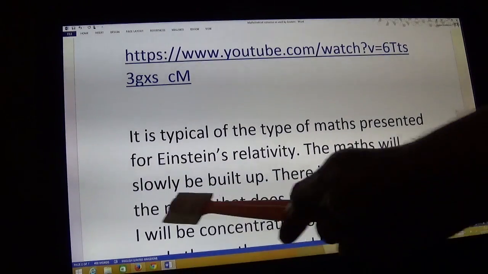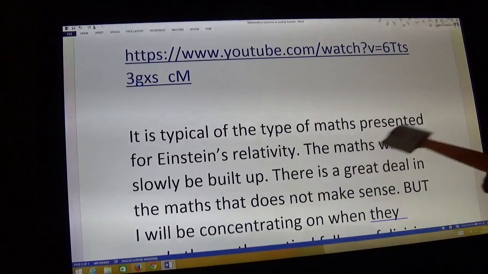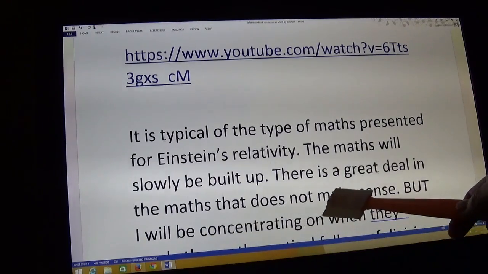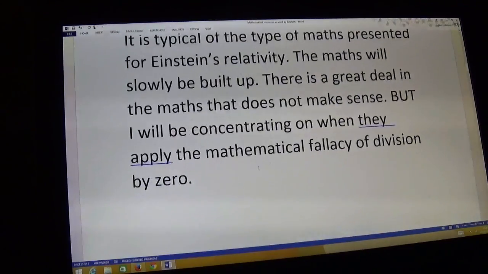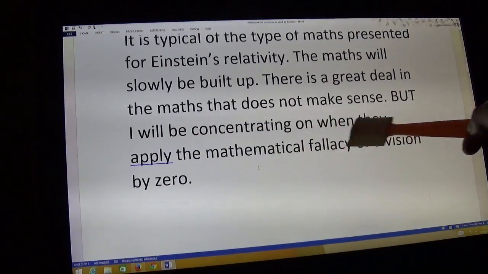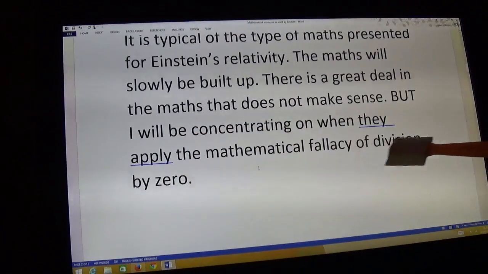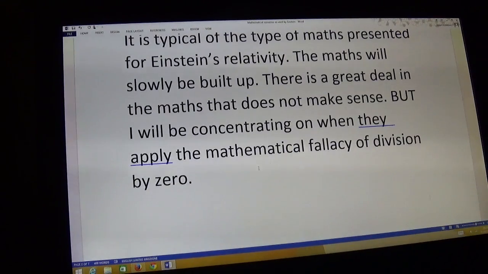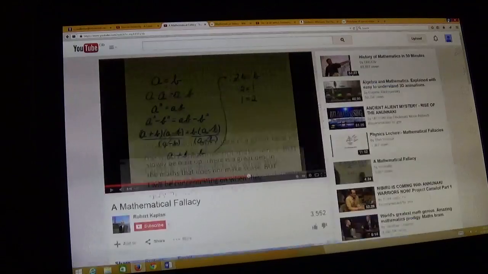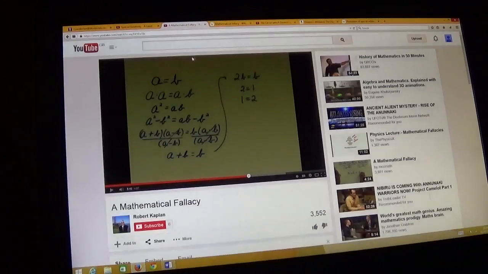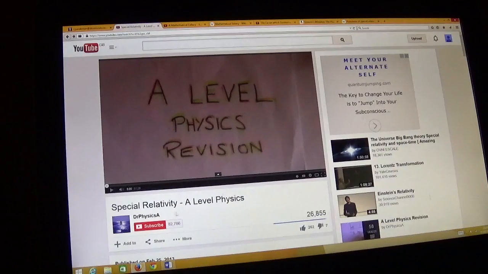The maths will be slowly built up. There is a great deal in the maths that does not make much sense, but I will be concentrating on when they apply the mathematical fallacy of division by zero. So dividing by zero is what we're going to look out for. It's going to take a long time before they get to that, but they will get to it. Here we go. Let's have the sound up a bit more.